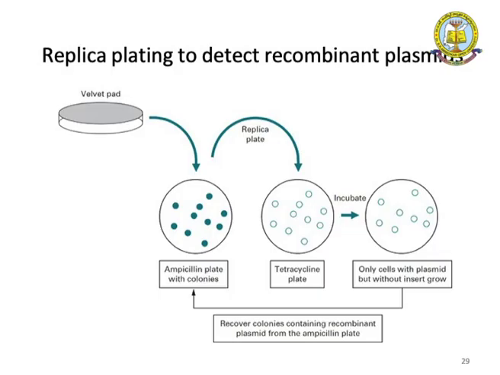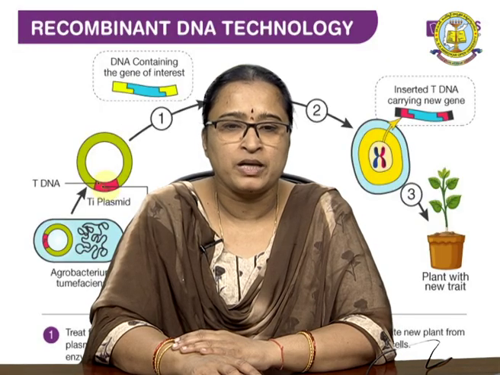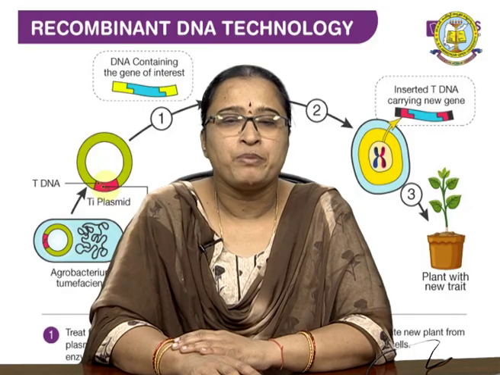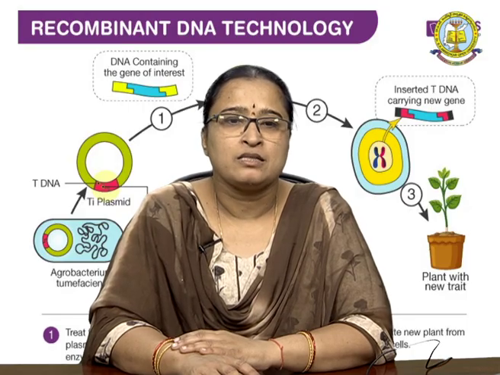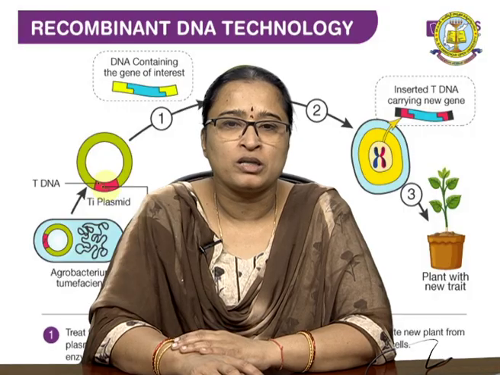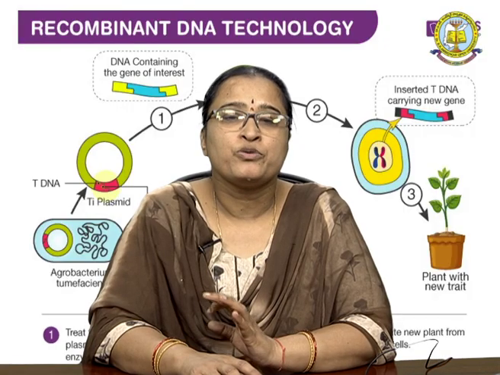On the tetracycline plate, only the cells with plasmid but without insert grow. This is the total recovery of colonies containing recombinant plasmid from the ampicillin plate. This is the map and important features of the pUC vector.